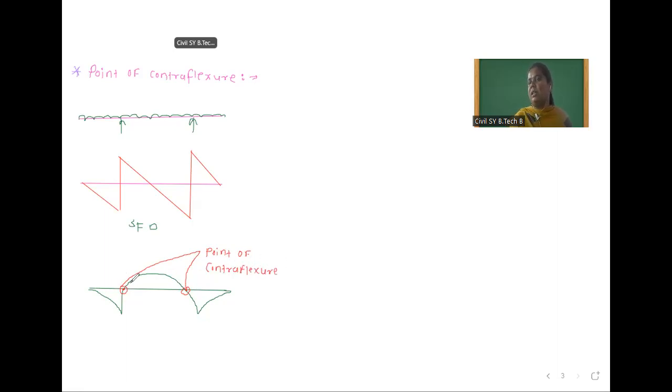Please see here, point of contraflexure means at this point the bending moment is 0 and the bending moment changes sign from negative to positive or positive to negative, or in other words, the point at which the bending moment changes from sagging to hogging or vice versa, and at this particular point the value of bending moment is 0. So this point is called the point of contraflexure.